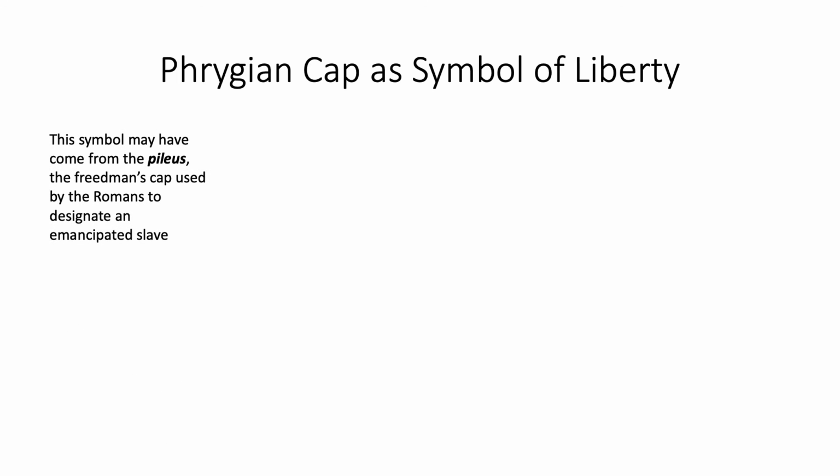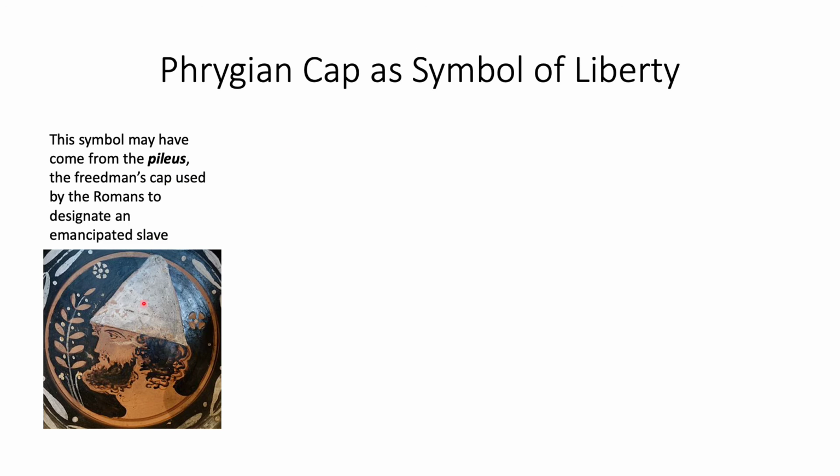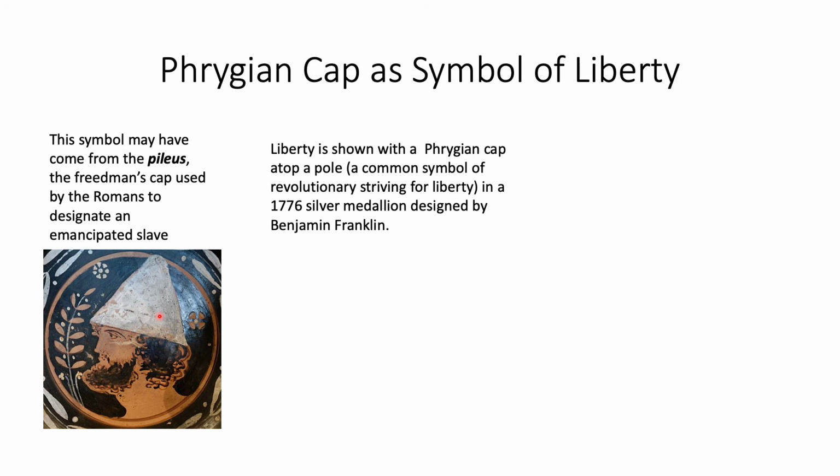Now, how did it come to be a symbol of liberty? It's not entirely clear, but it may have come from the pileus, which was a cap symbolizing the free state of a slave who had been emancipated. Only those people could wear this hat, and therefore it was possibly felt to be the origin of the Phrygian cap as a symbol of liberty. This came centuries later, long after the Phrygians no longer existed, and it was never considered that in antiquity.